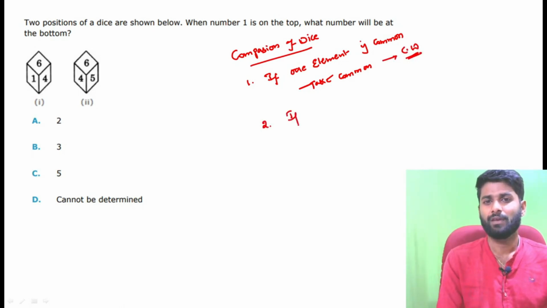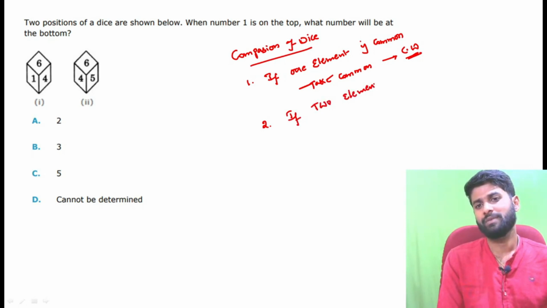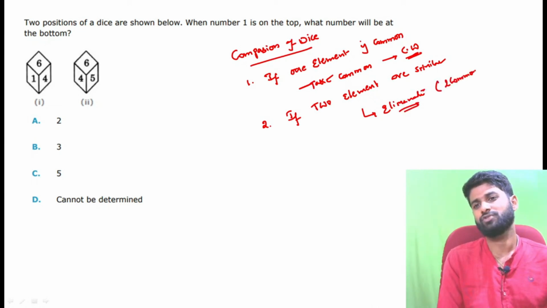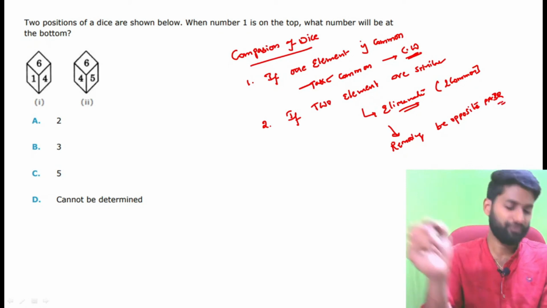Second one, if two elements are similar, eliminate those two, whatever the common elements are, and remaining with the opposite pair. Remaining with the opposite pair. So that is the oral information you require if you go through the comparison.